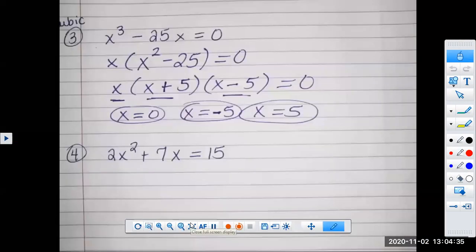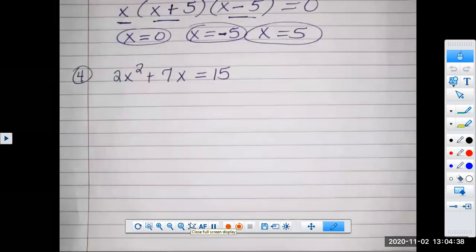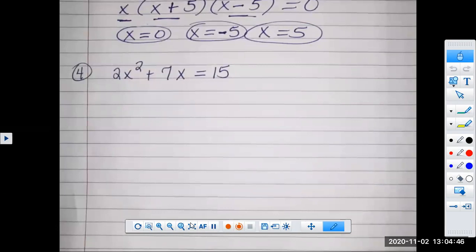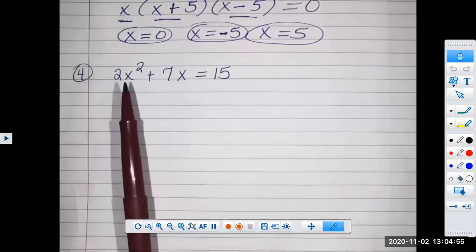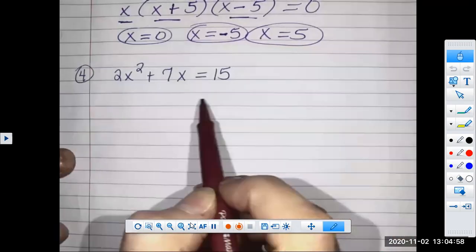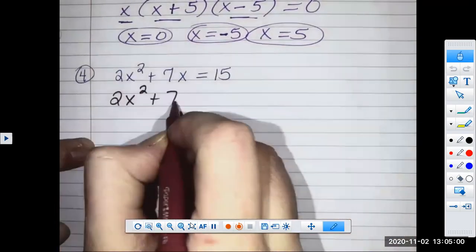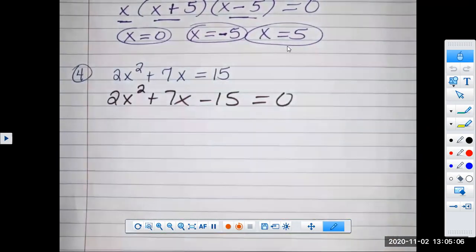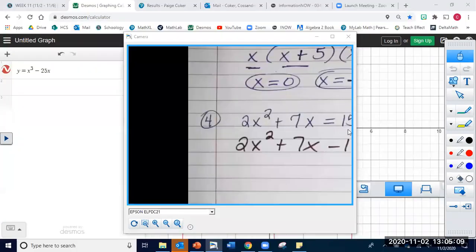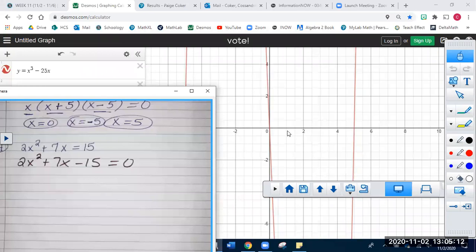Okay, number 4. What do you have to do first in this problem? Make it equal 0. It's got to be set equal to 0. And you always want to try to keep your x squared positive. So if I just subtract 15, then I'll have it set equal to 0. And the reason is, going back to the graph really quick, what does y have to be in order for you to find those roots, zeros, or solutions? y has to be 0.